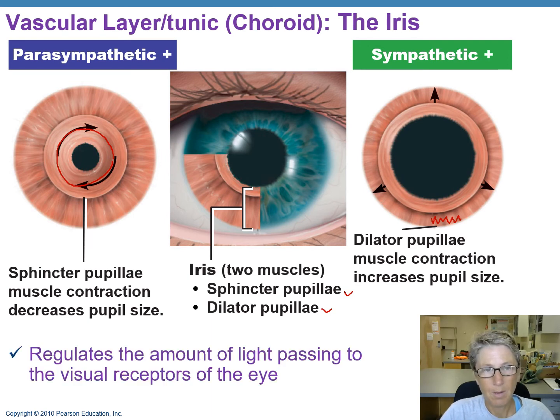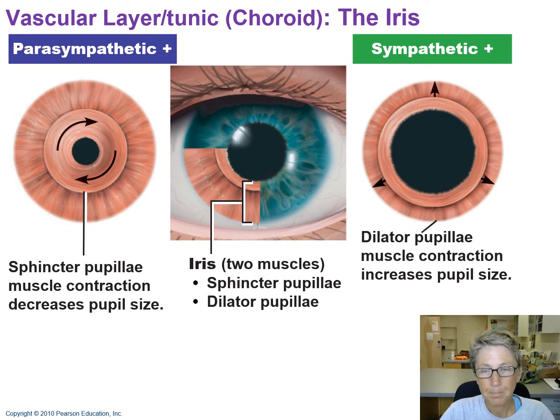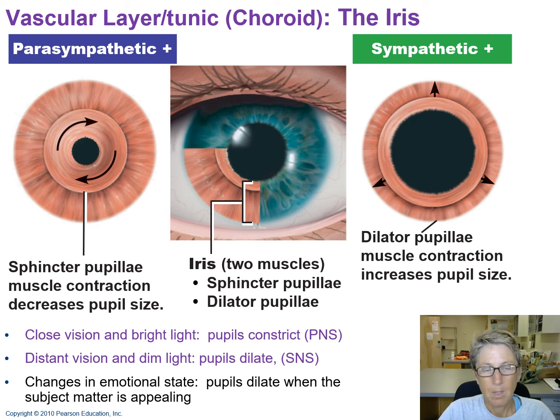And we said this, the iris regulates the amount of light passing to the visual receptors or the photoreceptors in your retina. With close vision and bright light, the pupils will constrict. That's sympathetic nervous system. So the sphincter pupillae will contract. Distant vision and dim light, the pupils dilate or get bigger, and that's under control of the dilator pupillae muscle.